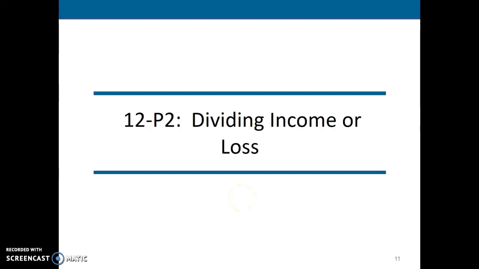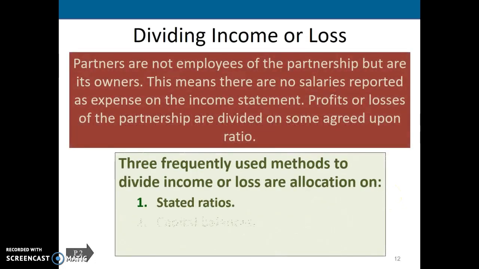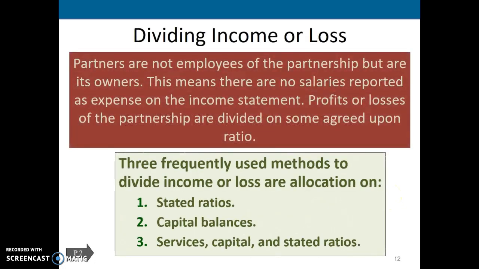Okay, for our next section, it's section 12-P2. This is where we're going to talk about how we divide up that partnership income or losses. Again, partners are not employees, so they're not getting paid. They're actual owners, right? That means there are no salaries being reported as expenses on our income statement. They're actually getting paid the income or losses by taking shares of that profit.